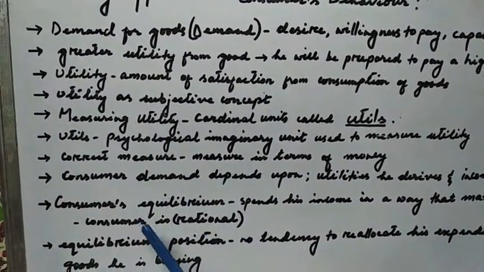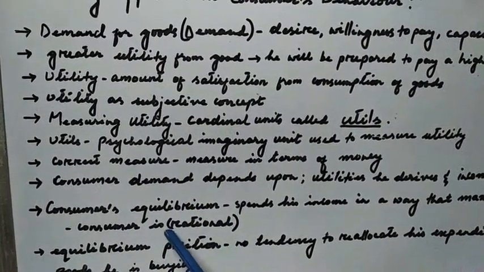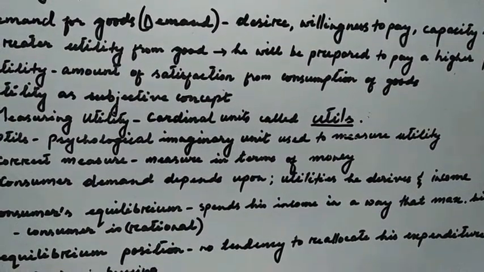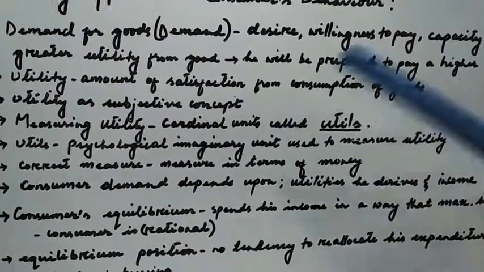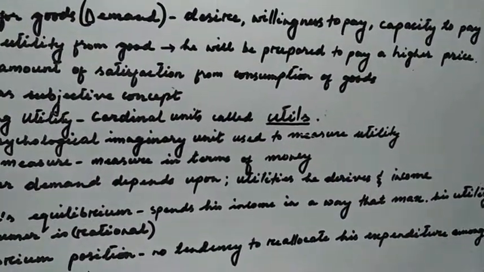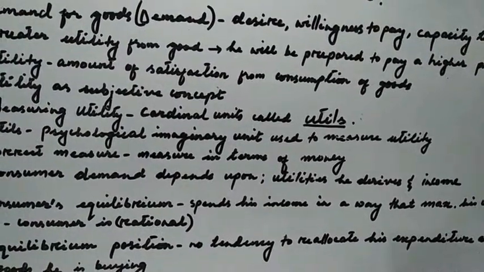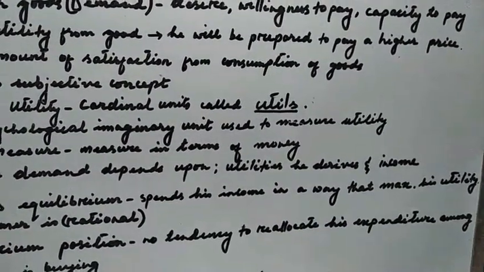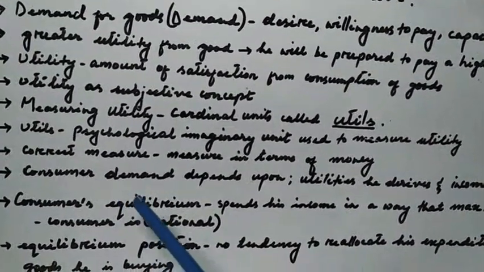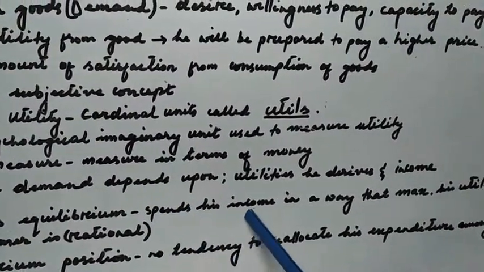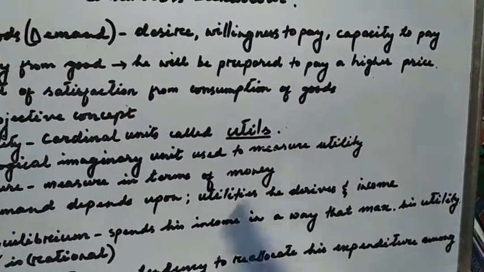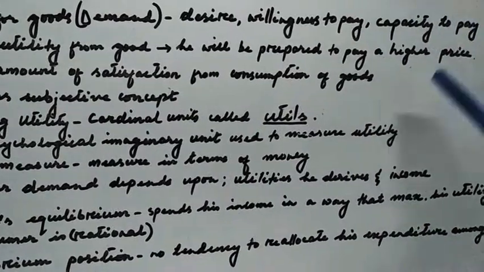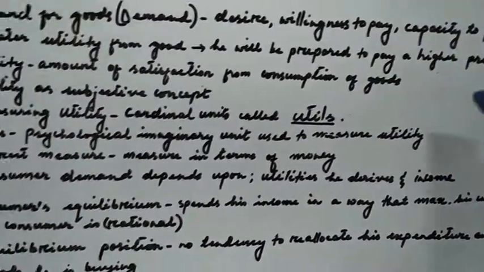When we talk about consumer's equilibrium, we have to keep in mind that a consumer is rational. Rational in the sense that a consumer spends his income or money on buying goods and services that will maximize his satisfaction. So a consumer is rational, meaning that he will buy those goods and services that will maximize his satisfaction. So consumer's equilibrium means a consumer spending his income in a way that maximizes his utility. So that is the point. A consumer is in equilibrium, spending his income so that he will maximize his utility.